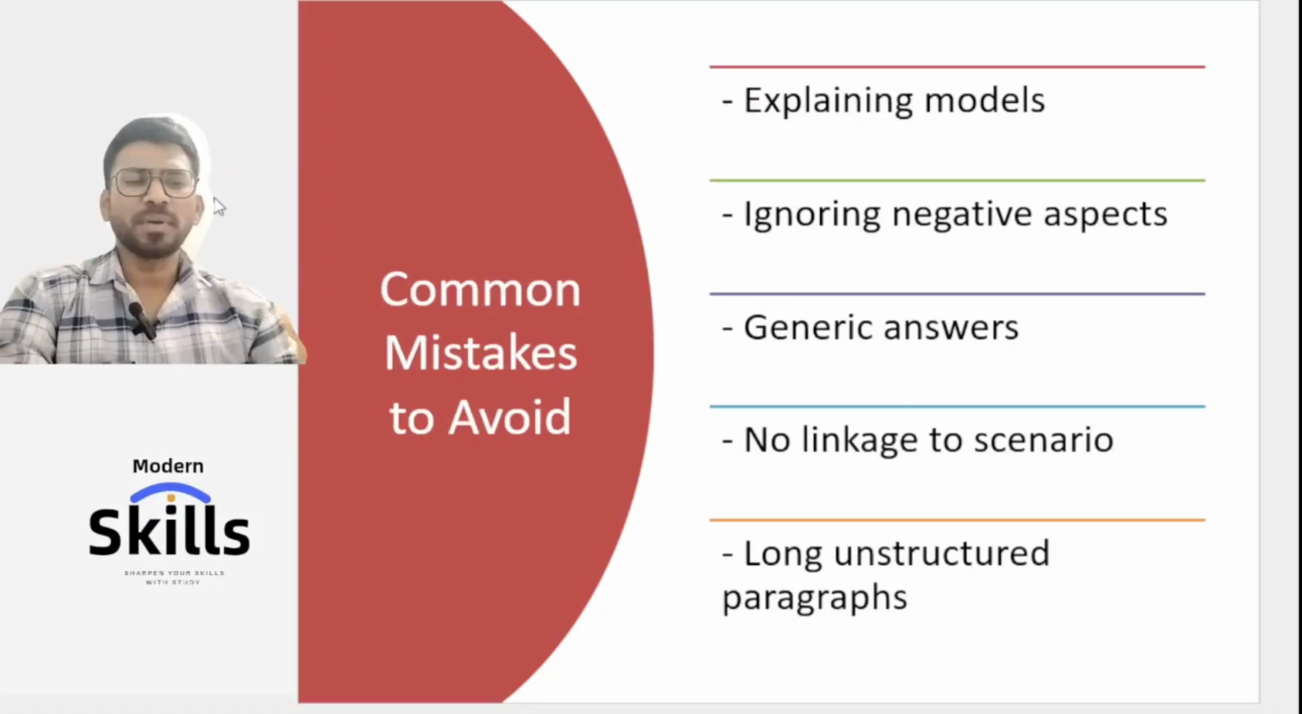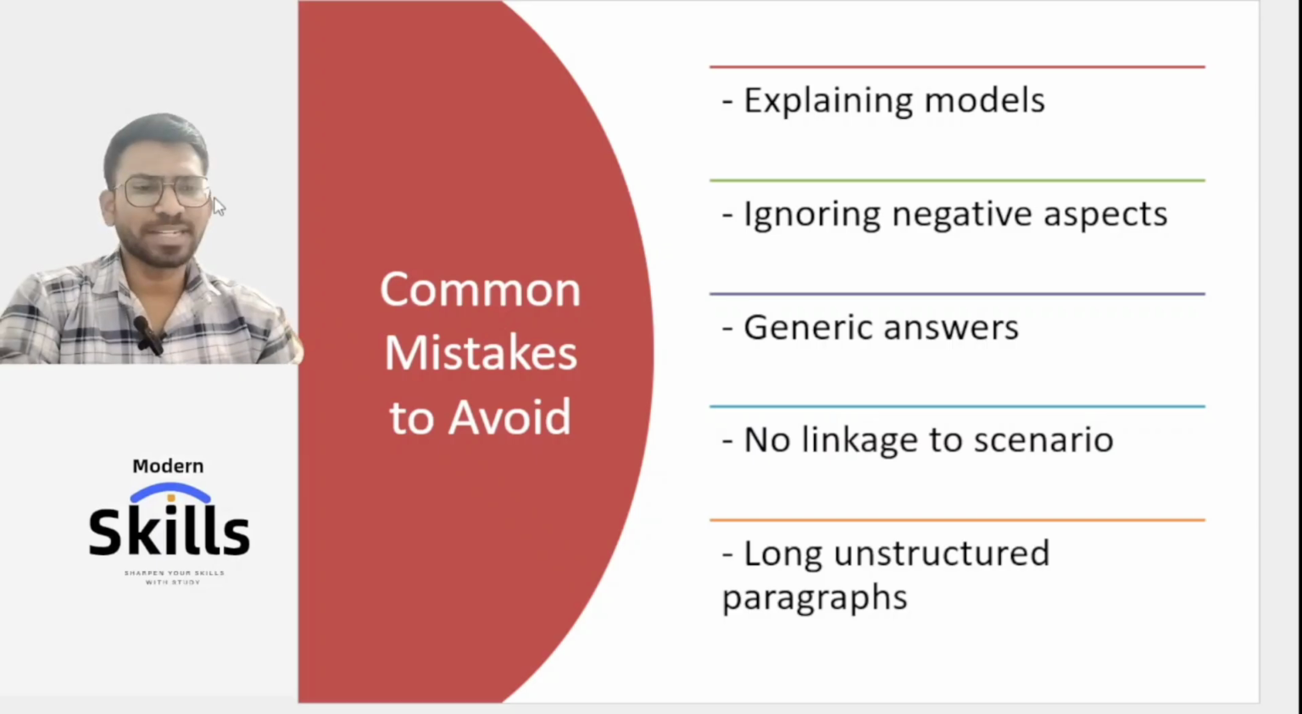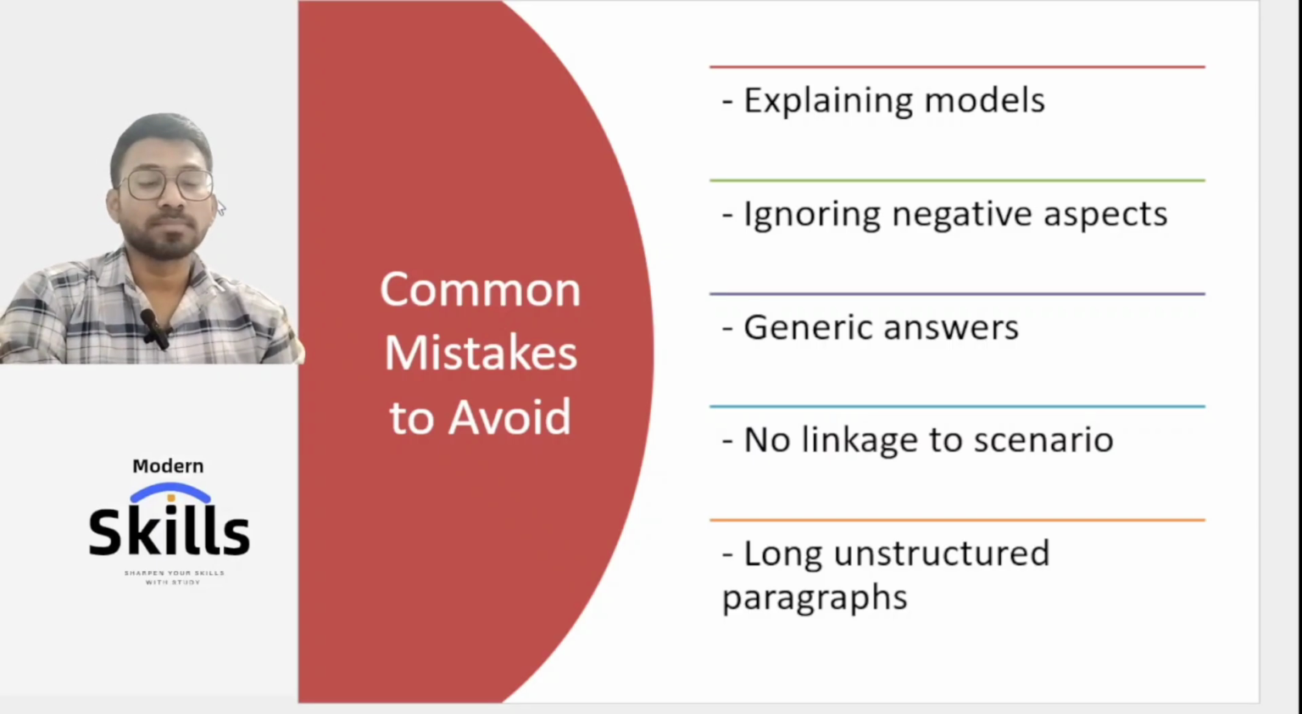Some common mistakes to avoid. First, explaining just the models. You have to avoid just explaining the models. They don't want the models to be explained, they want you to link them to the scenario. Second, ignoring negative aspects. Whatever aspects you are asked about, you have to mention both the positive and negative aspects. Don't write generic answers with no linkage to the scenario.